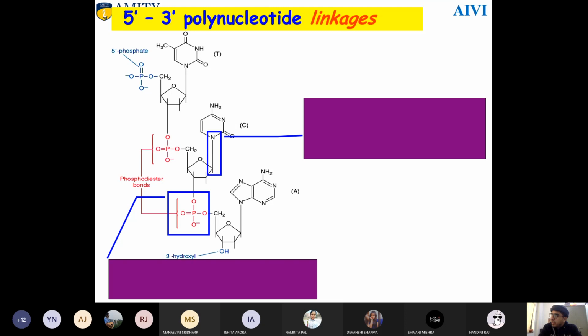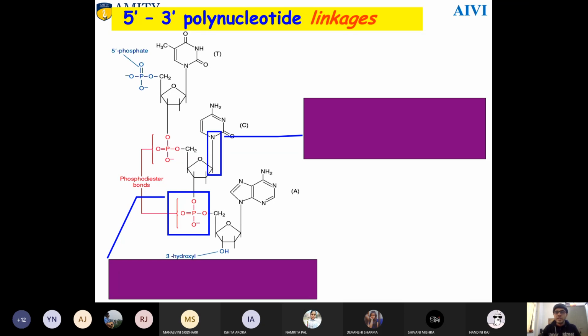When we are referring to the 5' and 3', it means we are referring to the sugar. At the 5' end it is going to be a phosphate group, and at the 3' end it is going to be an OH group in your sugar. So the joining is going to happen between the 5' phosphate and the 3' OH, and this joining leads to the formation of a bond, which we call a phosphodiester bond.